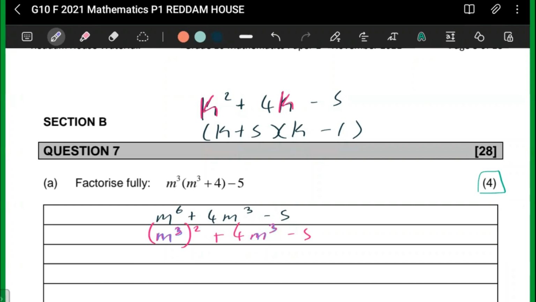So if you're now going to factorize, you can use the same logic. We're going to have 2 brackets that look like this. Factors of 5 that give a 4. It's just 5 and 1. To get a plus 4, you have to say plus 5 and minus 1. Whatever this m to the power of 3 is, you put that there and you put it over there also. And then you would have factorized. You see, this is a 4-mark question. So the K method is powerful.